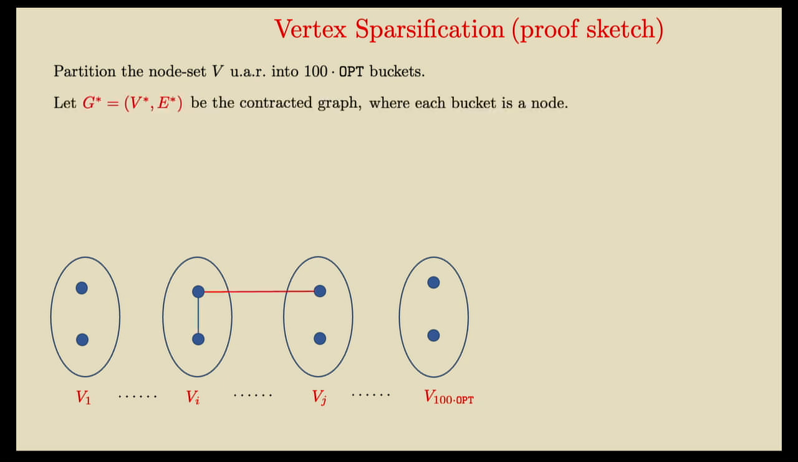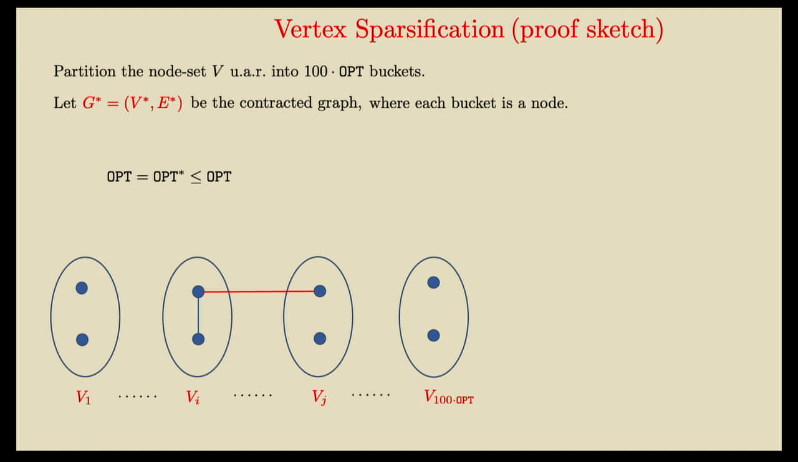Now, let G star be the contracted graph with respect to these buckets. So, each bucket is now one node, and let us say only these red edges, crossing edges survive, the blue edges, the internal edges disappear. What can we say about opt in this contracted graph, opt star? We can say two things. One, opt star is at most opt.